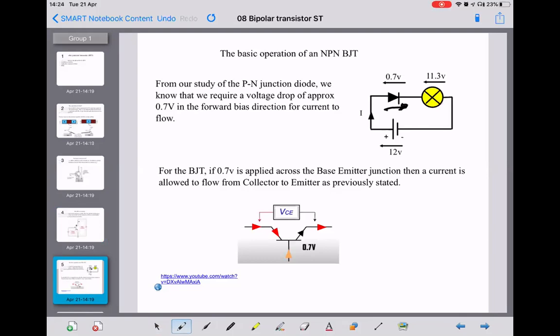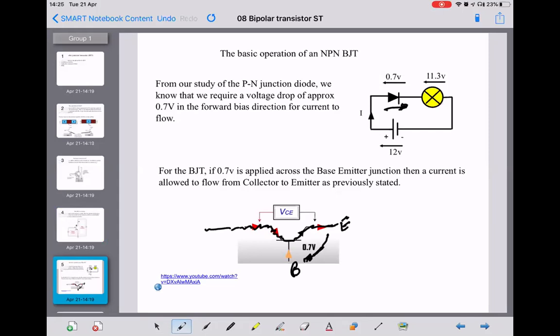So transferring that theory of 0.7 volts forward bias across a PN diode junction to that of the transistor, if we make the voltage from base to emitter 0.7 volts, this voltage across here, then what happens is a much larger current flows through here, through there, and out there. So that's just another way of showing that.